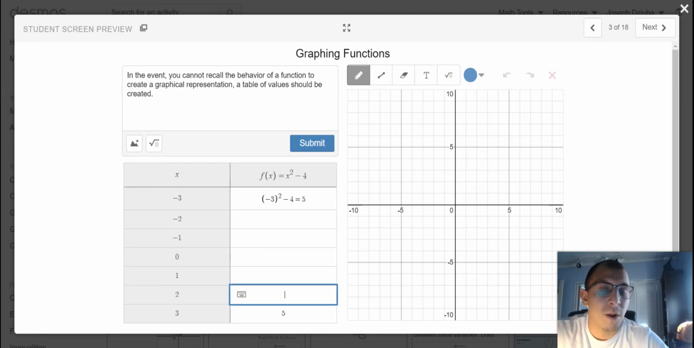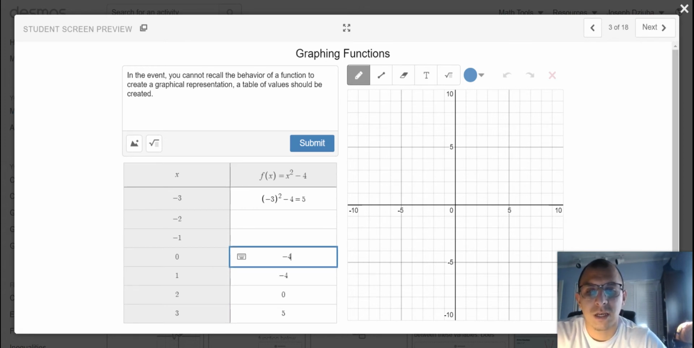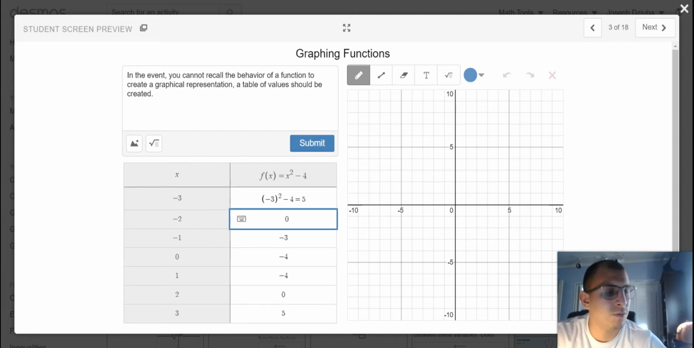And if you replicate that process on the opposite side, because we have a quadratic function, we know that this is a symmetrical type of function. 2 squared is 4, so that would give me 0. And remember, this table of values is creating for us a set of points. So at -3, the output is 5. So -3, 5; -2, 0; -1, -3; a y-intercept of -4.